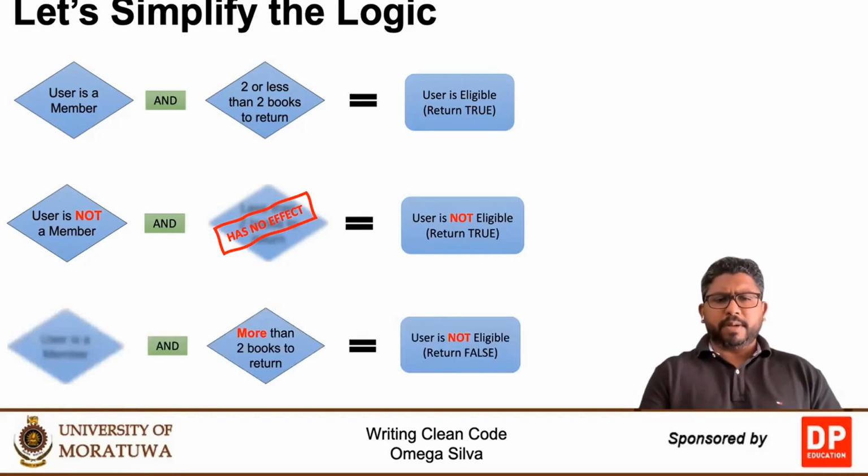Same goes for the other way as well. If the user has more than 2 books to return, irrespective of whether the user is a member or not, the user is considered not eligible. In summary, for the user to become eligible, both the conditions have to be satisfied. However, for the function to decide that the user is not eligible, only one condition failing is more than enough. Let's use this property to rethink our logic of deciding whether the user is eligible or not.